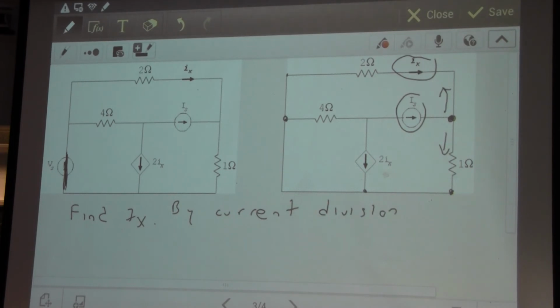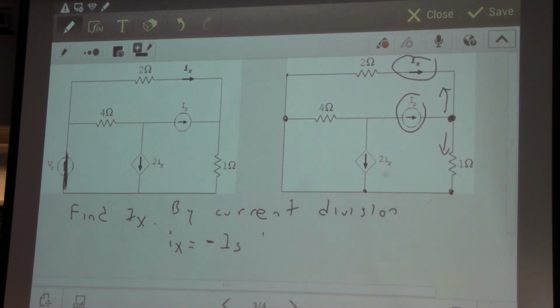So Ix then is equal to, now current division, when we divide the current, then what we do is we have a current coming in and we divide it to currents coming out. Because this Ix is actually coming in, we put a minus sign to reverse the directions, so that the current we're looking at is the one coming out. And so we divide the current that's coming in, which is Is, into both resistors, right?